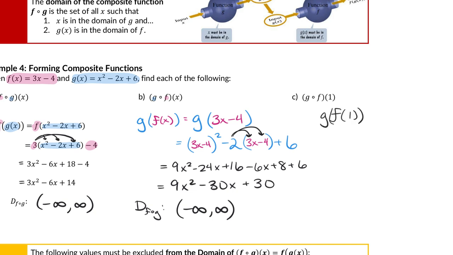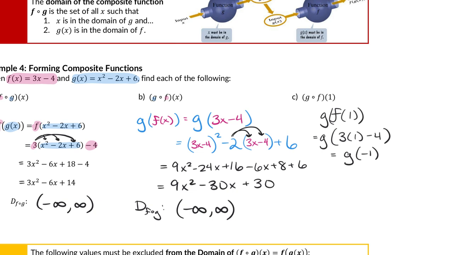We are working from the inside out, which means we need to evaluate the f function with a 1 plugged in. Do you see how I took the red function f, and instead of x, I put a 1? What is 3 times 1? 3. Minus 4? So you said 3 minus 4, so that's negative 1. So now, again, if I'm working from the inside out, this just says g of negative 1.